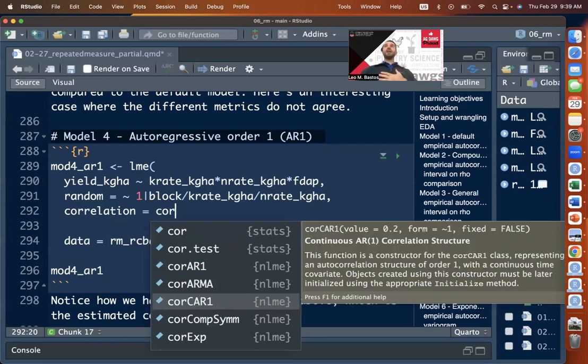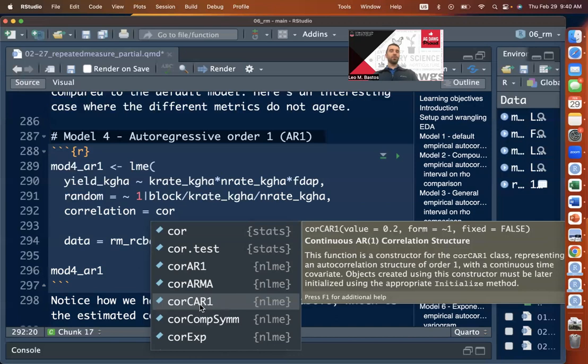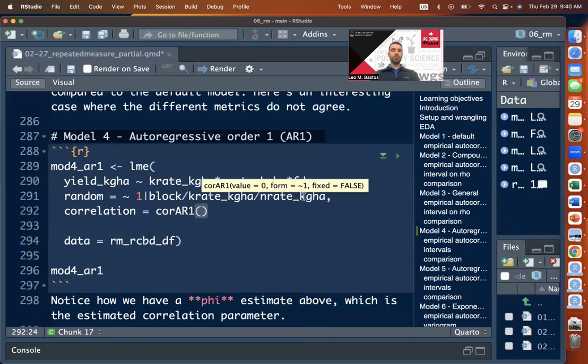In our case, we have the same interval. We have 120, 130, 140, 150, so a 10-day interval between all dates. So in our case, it would not matter. However, if in your case you have different intervals between dates, so let's say you have 0, 5, 7, 10, right? So intervals of 5, of 2, and of 3. At different intervals, corAR1 would not work. You would have to use corCAR1, which is the continuous autoregressive, which allows you to have different time intervals between your repeated measures. So in our case, we're going to use corAR1.